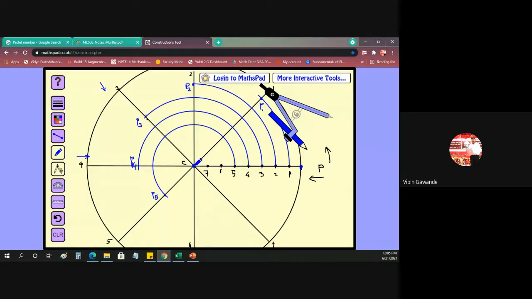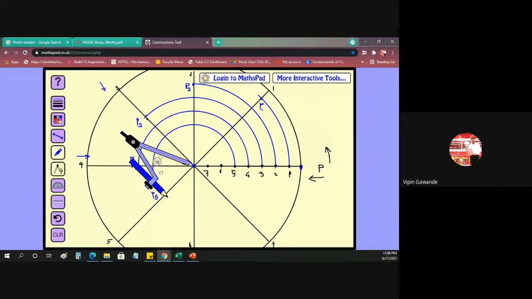Okay, so when you take C1 distance, that means it is 1 division. When you take C2 distance and you cut the 2 line, then it means 2 divisions. C3 distance, and when you cut the third line, that means 3 divisions. C4 distance, and when you cut the C4 line, that means it moves 4 divisions. When you take C5 distance in the compass, and when you are cutting the C5 line, that means it moves 5 divisions. Now similarly for 6.